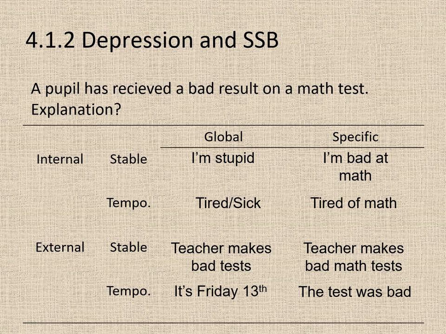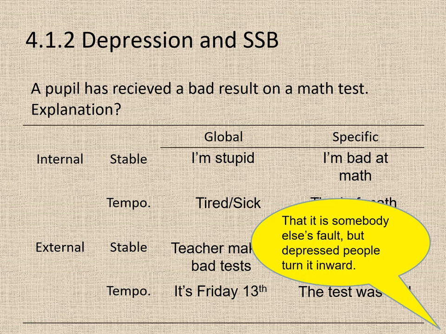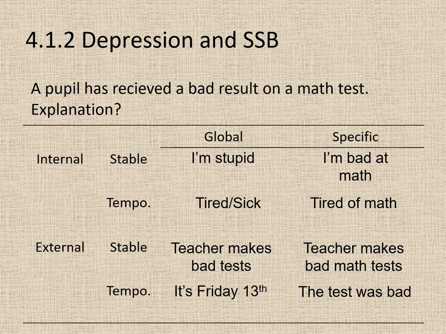That it's someone else's fault, but when it comes to success, they tend to do it internally. Yes. Of course, the most non-depressing answer here would be, this test was bad, or something like that, something external. While depressed people might choose that explanation. Failures are due to internal, stable, and global factors. I fail because I'm a bad person. I'm not only bad at this, I'm bad in every way, and it will not be better tomorrow.